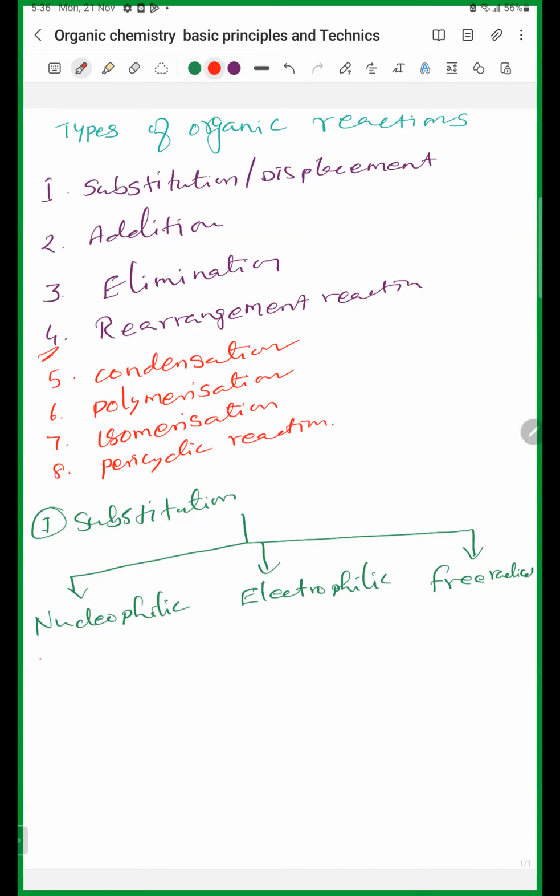When you have RX plus OH minus, this OH minus goes and attacks over here, X goes, so it gives ROH plus X minus. The OH minus is attacking, and the X minus gets removed. So this is called a nucleophile. When it is negatively charged, it is a nucleophile. So what is the difference between nucleophile and base?